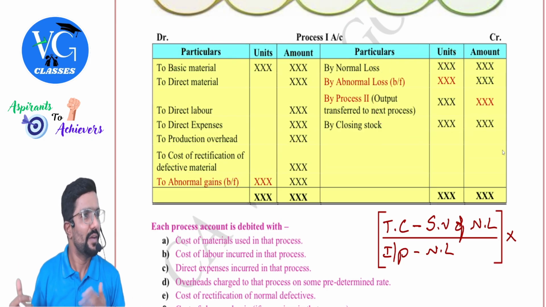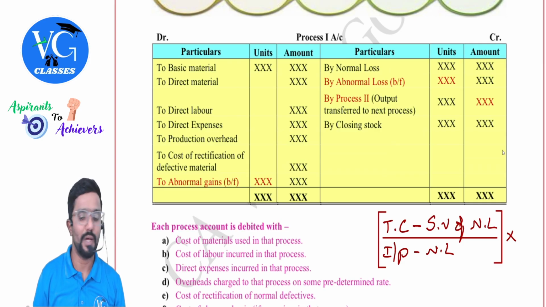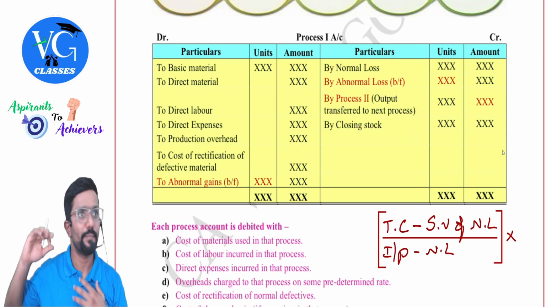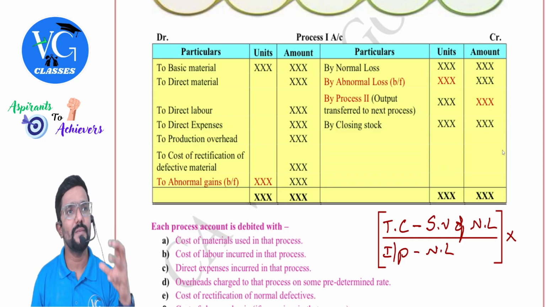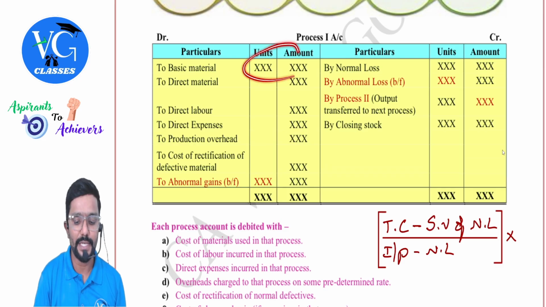Normally incomes are not there. Whatever you transfer to the next process, or the loss. And loss means we will transfer it to the respective loss account. Clear? Now, basic raw material means the raw material which is introduced in the first process. This is the raw material for the entire company. Clear?